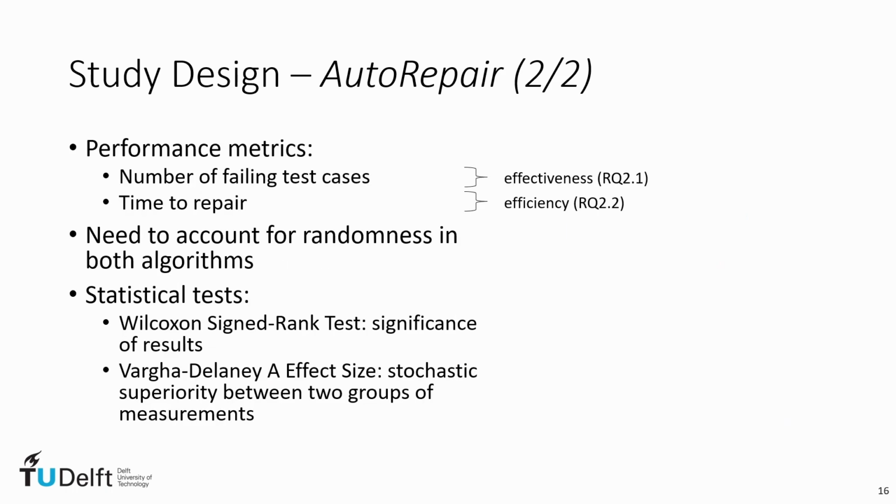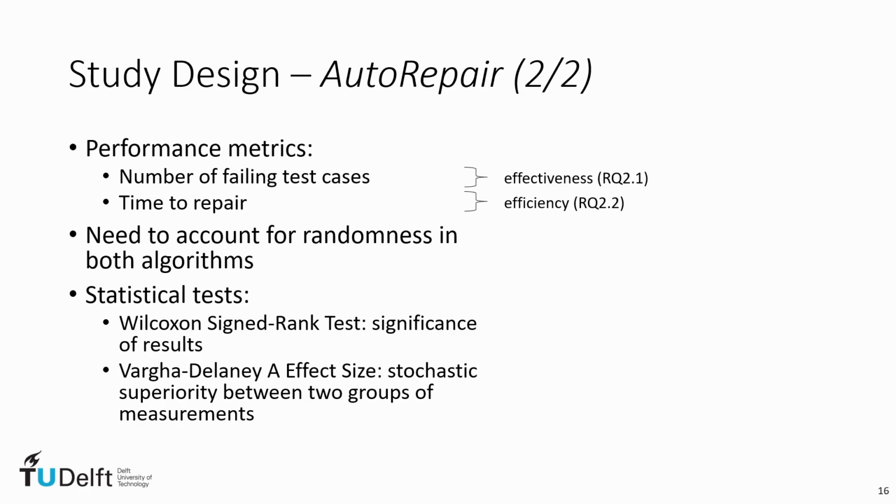So in order to actually compare these two repair algorithms, we will use two performance metrics. The first one is the number of failing test cases, which is used to answer research question 2.1, which will try to compare effectiveness between AutoRepair and Ariel. And the second performance metric will be the time to repair. This is meant to answer the second sub-question, namely comparing efficiency.